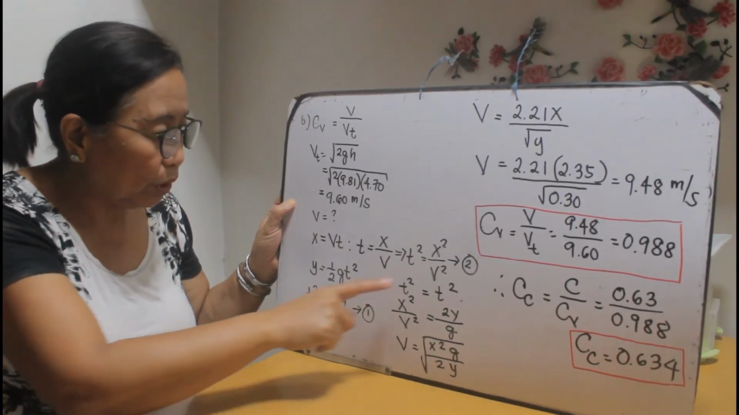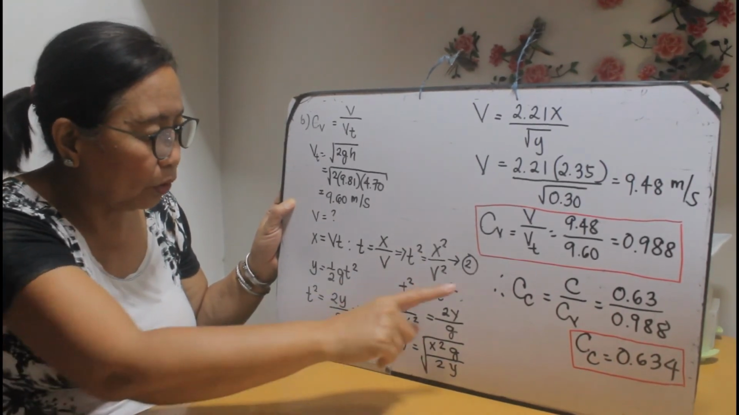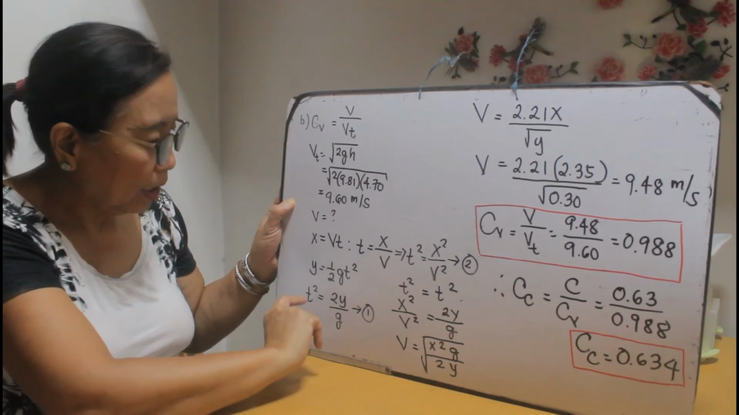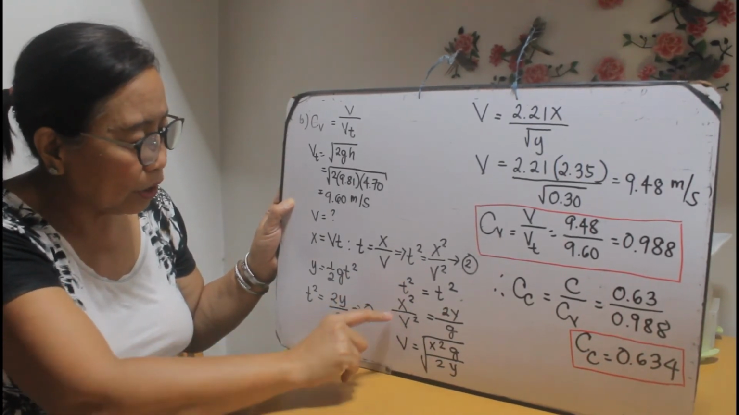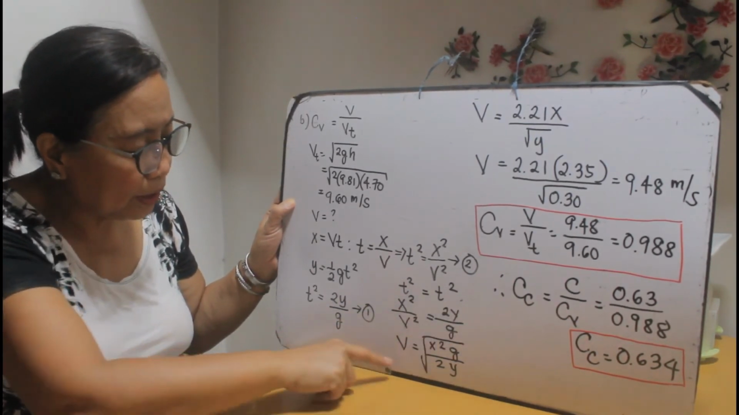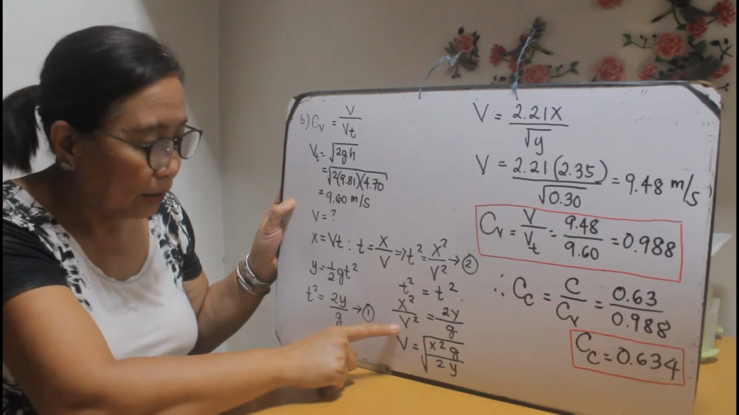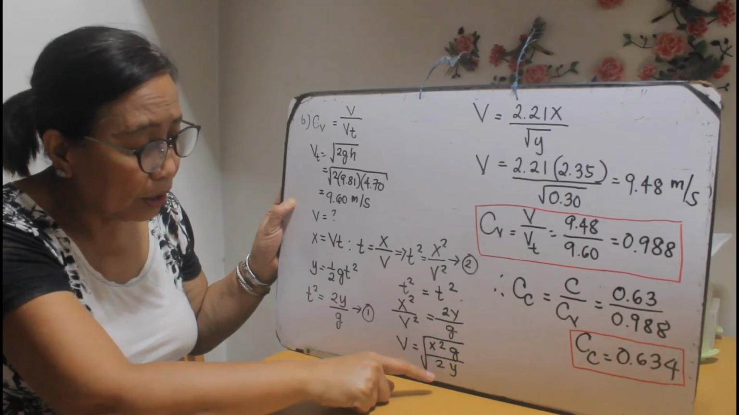Now, these two equations are both in terms of t squared. So, we equate 1 and 2. In-equate natin yun. T squared is equal to t squared. So, t squared is x squared over v squared. The other t squared is 2y over g. So, we solve for v. So, the actual velocity v is the square root of x squared g over 2y.